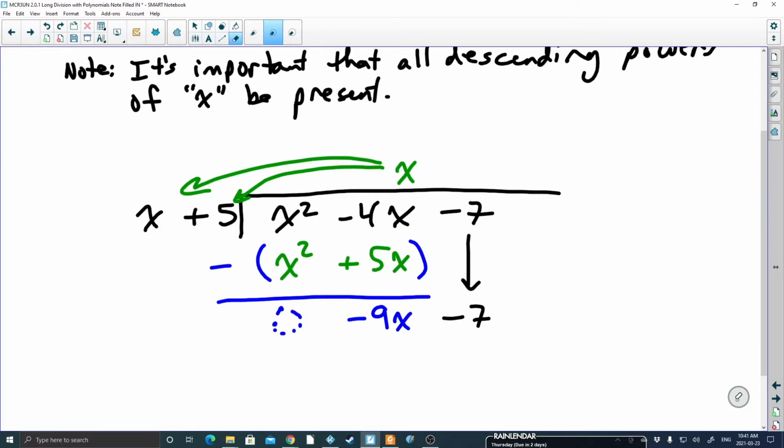So we're going to go back up to the top here, and we're going to say, what would I multiply x plus 5 by to end up with a negative 9x in this position? Well, that would be a negative 9. So when I multiply by negative 9, and I'm going to start getting rid of these arrows here because it starts to get a little bit messy if I keep showing it, the negative 9 is going to multiply both of those terms. So I'm going to end up with negative 9x, and then negative 9 times 5 is negative 45.